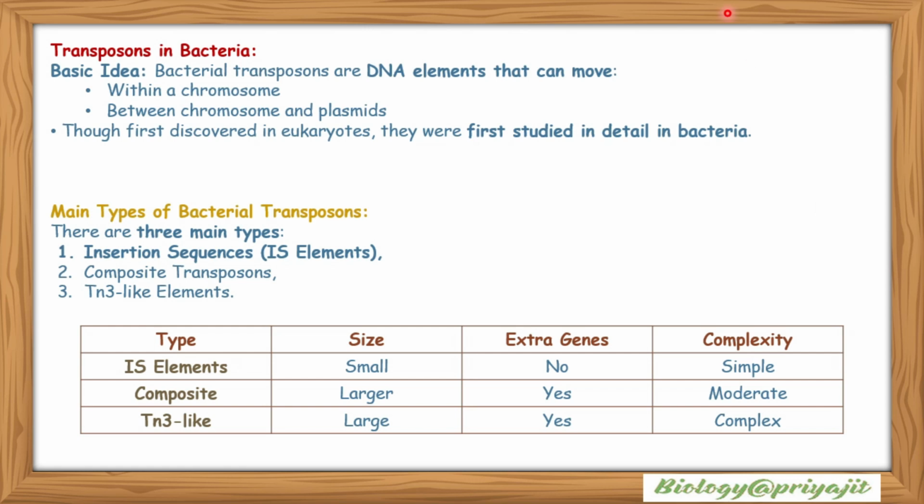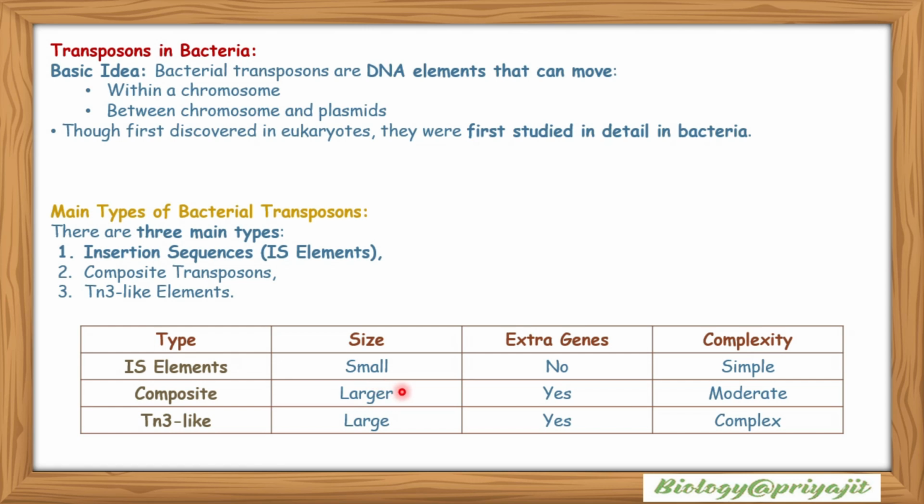What are the main types of bacterial transposons? We know there are three main types of bacterial transposon. The first one is the insertion sequence or IS element. The second one is the composite transposons and the third one is the Tn3-like elements. So IS elements are small. There are no extra genes and they are simple in nature.